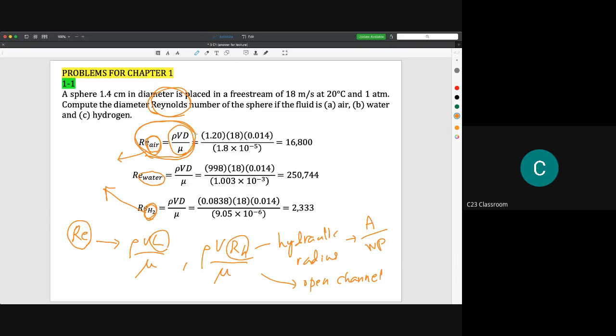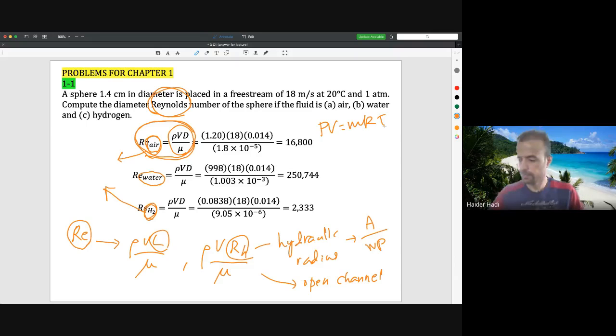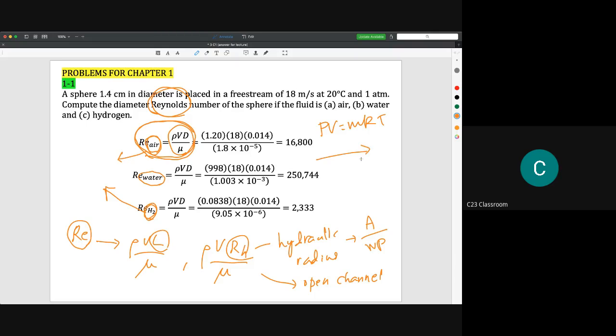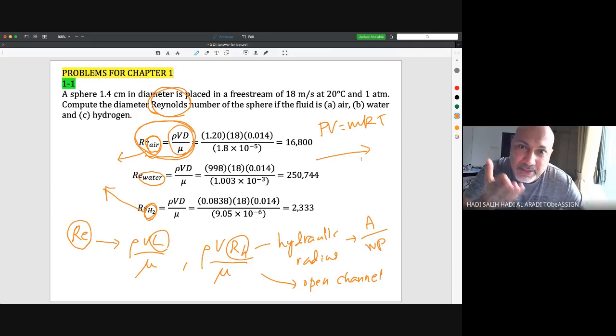So if you have PV equals mRT and you substitute everything that you have into this equation, what is your Reynolds number? It will be a result from the m and P, the information listed.